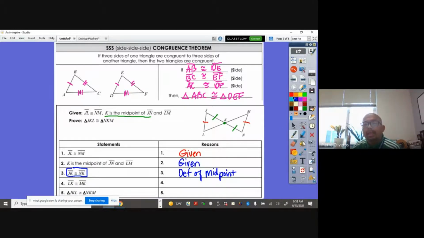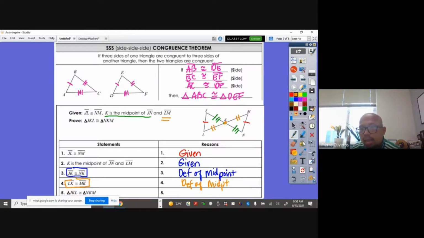Okay, next. Since you know that K is the midpoint of JN, it also said here it's also the midpoint of LM. So I know that these two here are equal. This orange one, the two thick lines here. So if they're equal, I can say that LK is congruent to MK. That's going to be the definition of midpoint.